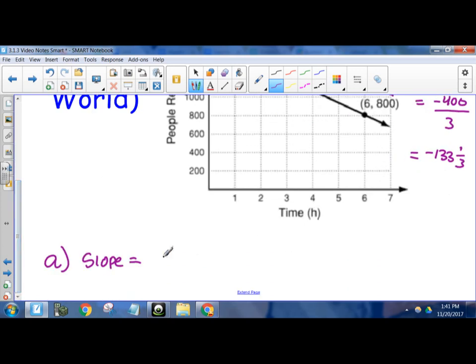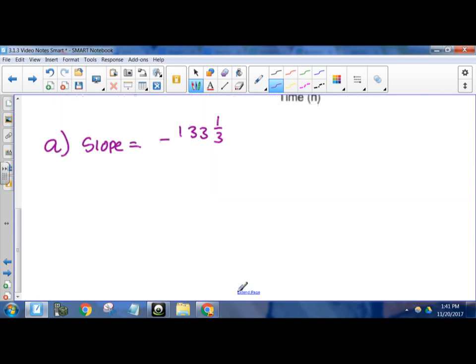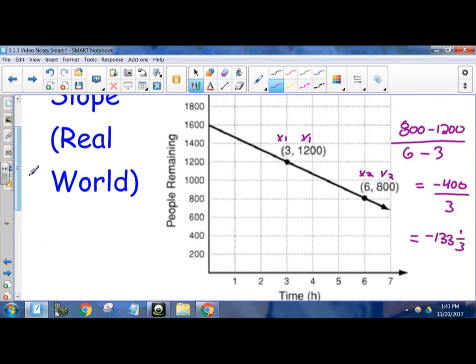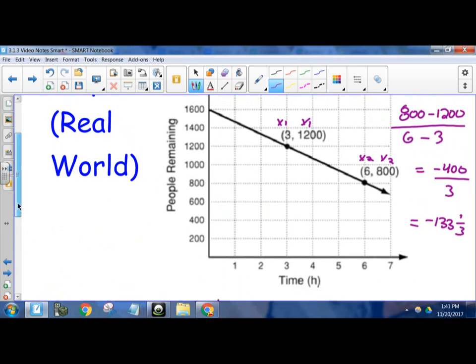So let's go put that right here: negative 133 and 1/3. So the question that's often asked is, what does it mean? What I mean by asking that is, in the context of this hurricane evacuation, what does the number negative 133 and 1/3 represent? Well, here's what it represents. It represents everything that we know slope to be: the change in y over the change in x.